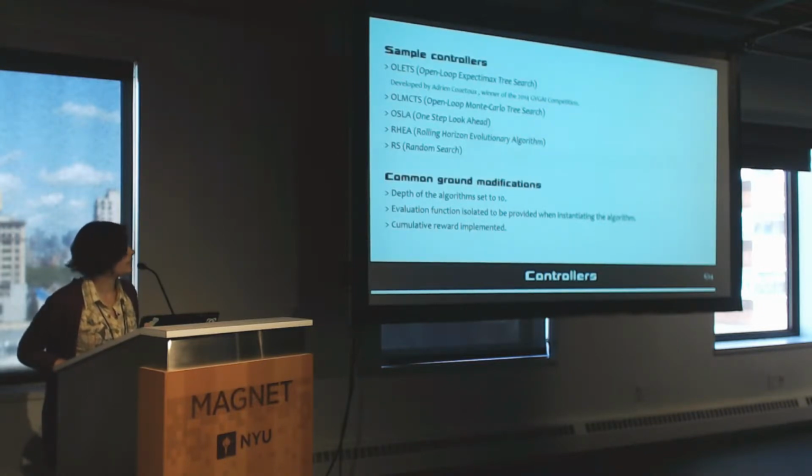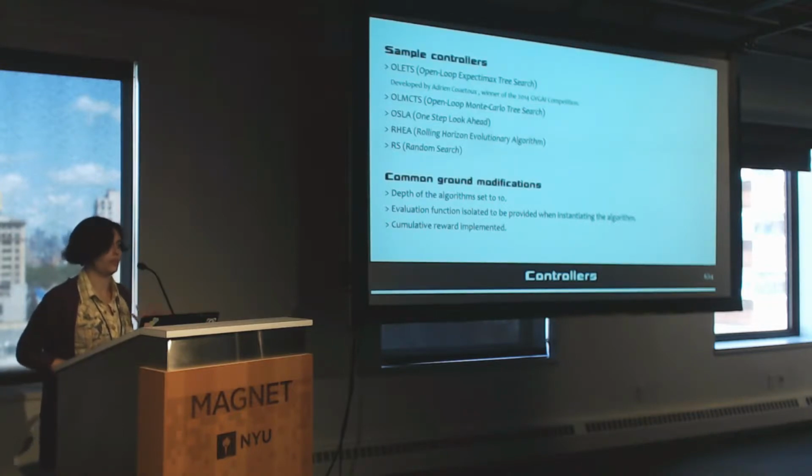I should mention that when I took the algorithms from the framework, I had to make some common ground modifications to have a fair comparison between them. When it was possible, I set the depth of the algorithms to 10. Then I extracted the evaluation functions from the algorithms to have them outside, so I could easily plug in different heuristics without having to change the actual code. That way I was sure that the comparison of the heuristics, which is what we wanted to do, was fair. Then I implemented a cumulative reward in the forward model, because for some of the heuristics I needed to keep track of what was going on in the forward model as well. In the algorithms it was not possible to have that, so I needed to include it.